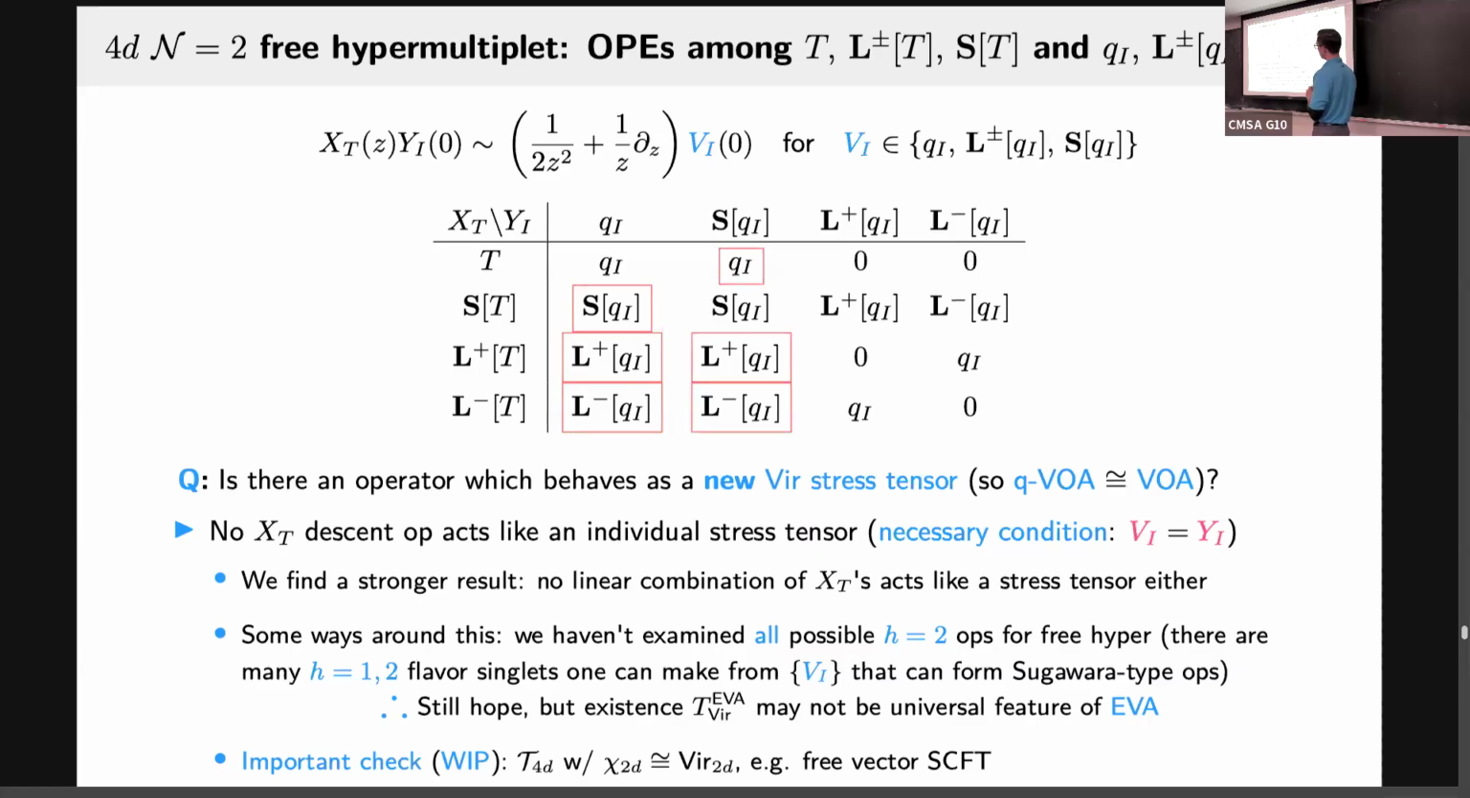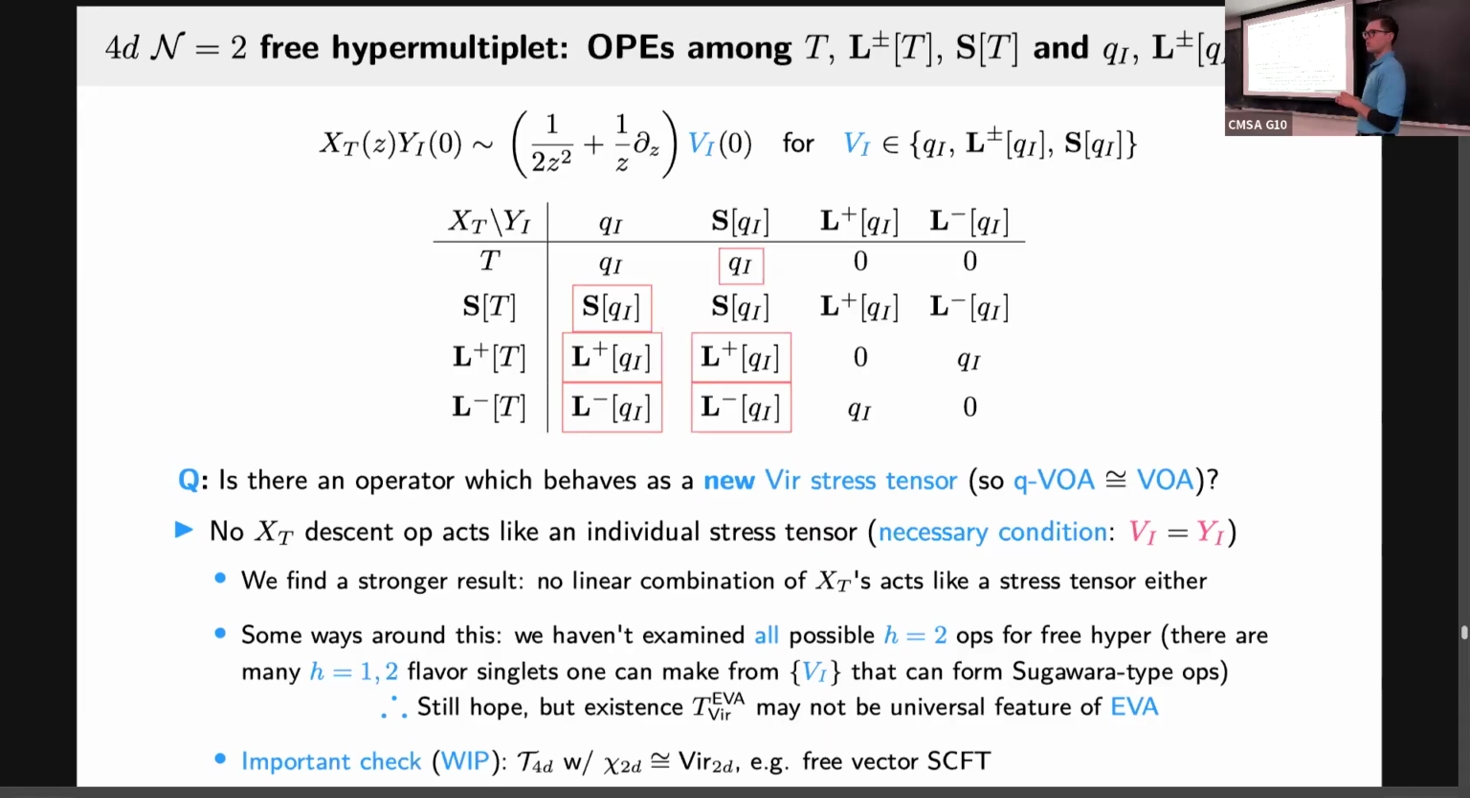This is basically telling us that the modes of this operator are not mapping Q back to itself. So S of T is not acting like the Virasoro stress tensor of Q. By contrast, the opposite is the case for the OPE of T with Q, as it should be, because T here is the stress tensor of the VOA formed by Q. But we actually find a stronger result, which is that if you consider a general linear combination of T and its descent operators, there does not exist a linear combination that actually acts like a Virasoro stress tensor either.